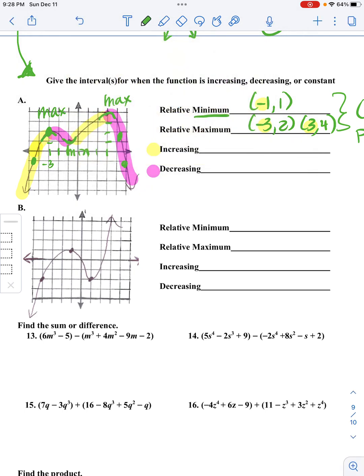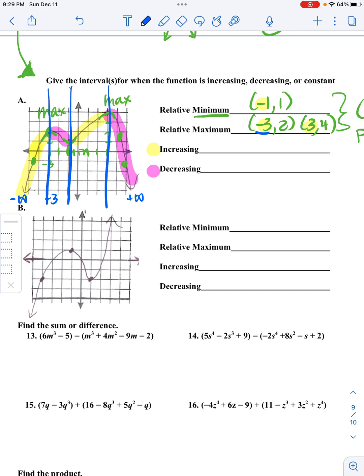What I like to do so that I don't get tempted by the y's is I just draw a line down through this max, through this min, and through this max, because those are the places that the graph changes from going up to down, down to up. And then I write in. The far left is always negative infinity, and the far right is always positive infinity. This first line going through the farthest left maximum is occurring at -3.